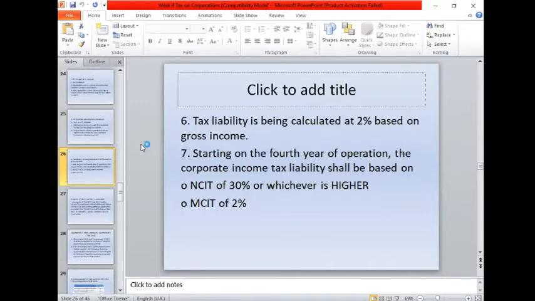And guideline number 6, the tax liability is calculated at 2% of the gross income, starting on the 4th year of operation of the corporation. Of course, that is the time to compute both the minimum and the normal corporate income tax to be compared, whichever is higher. So whichever is higher between the two, that tax will be applied to pay.